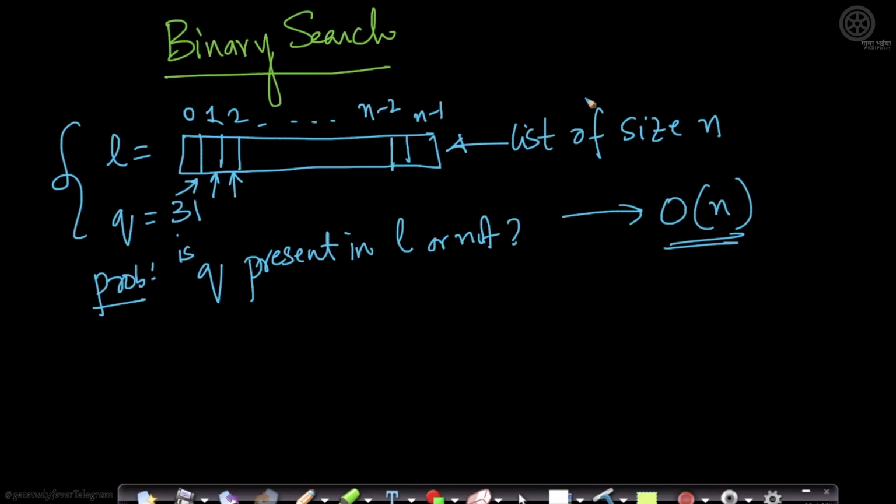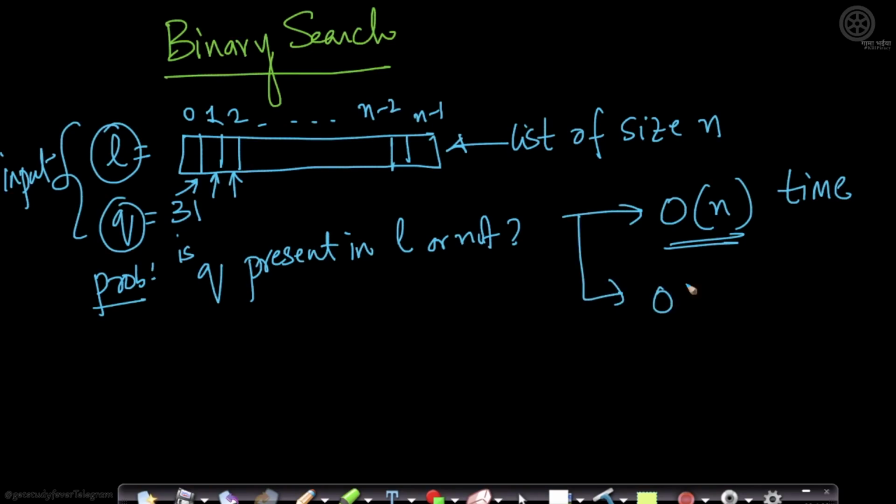What about space? Did we use any additional space? No. It took us order of n time, and apart from the space given for this data, because without having the list itself we can't do anything, right? Apart from the input, here my input for this algorithm was the list itself and the query point. Apart from these two, we didn't use much space. So I would say that I used order of 1 space there.